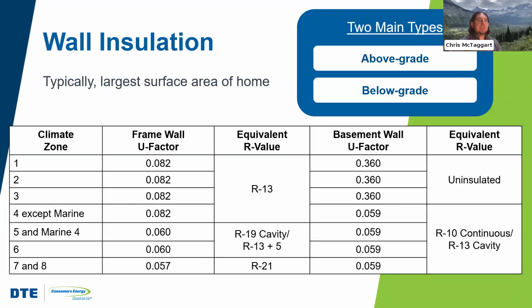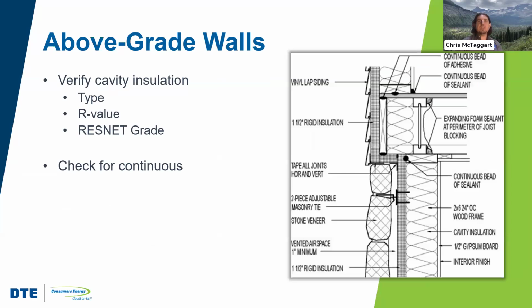For wall assemblies here in Michigan, we basically have prescriptively R19 cavity or R13 plus 5. And then in basement walls, R10 continuous or R13 cavity. Above grade walls are going to also include our band joists. They're basically included as the same kind of principle. The big thing here is that we want to figure out what type we are using, what's the R value, and how is it being installed so that we assign the appropriate grade. And then, is there continuous insulation?